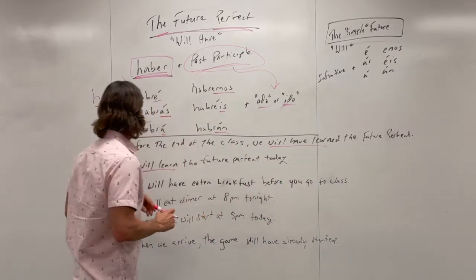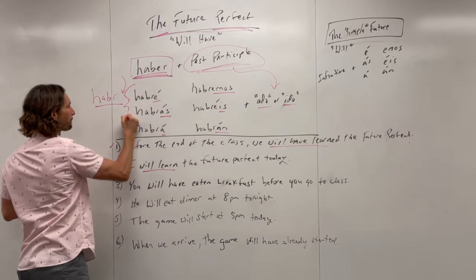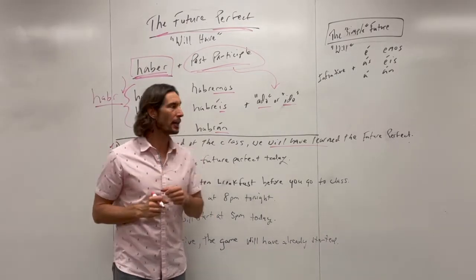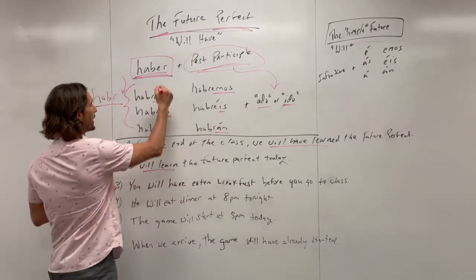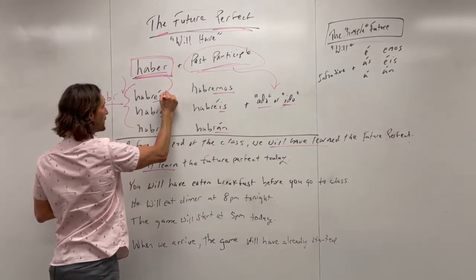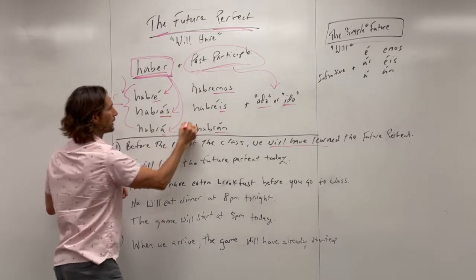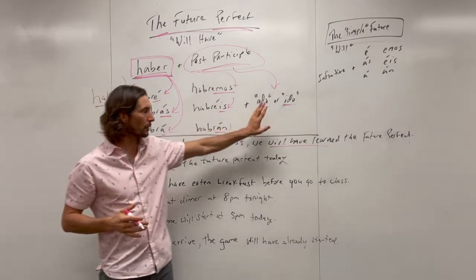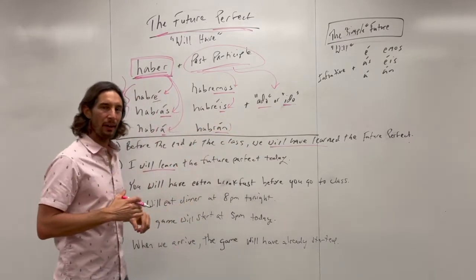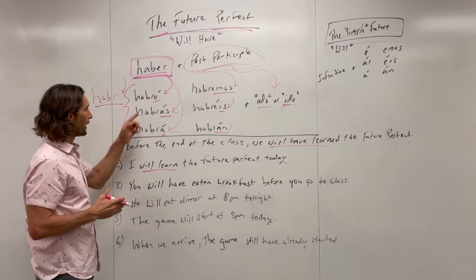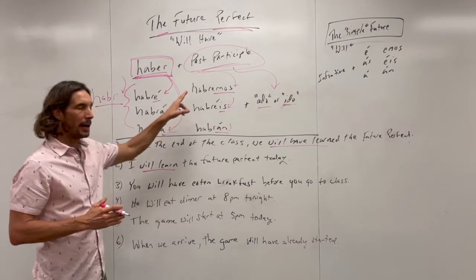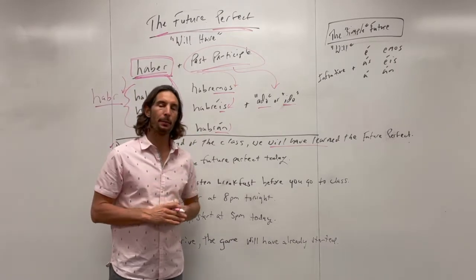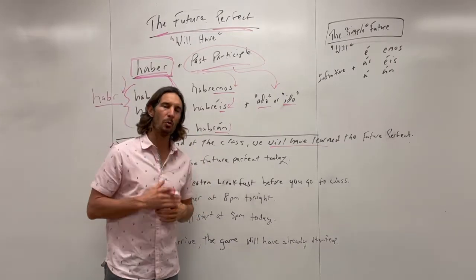Just to reiterate, the future perfect itself is "will have," and to conjugate or create it, you would take haber and put it in the future tense. I'm going to pronounce that with you guys. That will give you "will have," and then of course your past participle. So let's have a look at how these are pronounced: habré, habrás, habrá, habremos, habréis, habrán. Feel free to pronounce these after me. I'm going to do it one more time for you guys.